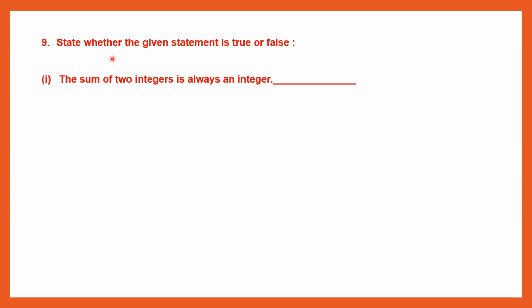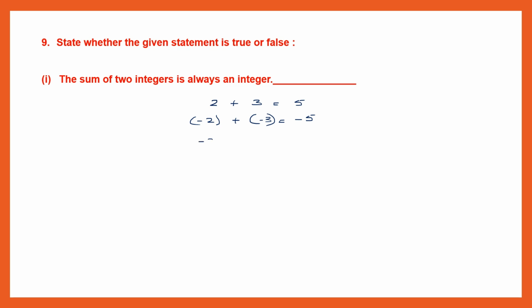Question 9. State whether the given statement is true or false. So we have a few statements here. Now the first one. The sum of two integers is always an integer. Now let's take two integers. 2 is an integer, 3 is an integer, 2 plus 3 is 5, which is also an integer. Let's take two negative integers. Now suppose I take my negative 2 plus negative 3. What do I get? Since signs are the same, we put the same sign and we add 2 plus 3 is 5. We get negative 5, which is also an integer.